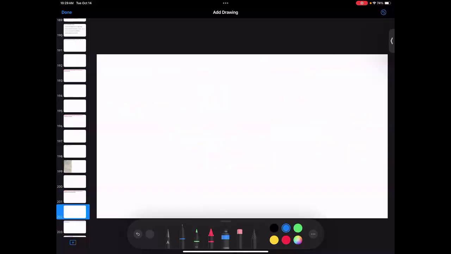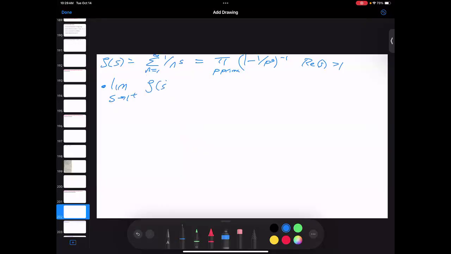So for example, zeta of s is the sum, n goes from 1 to infinity, of 1 over n to the s. It's the product over primes p of (1 minus 1 over p to the s) inverse, for the real part of s greater than 1. If we take the limit as s goes to 1 from above of zeta of s, that's going to be the sum of 1 over n. This is the harmonic sum. What does that equal?